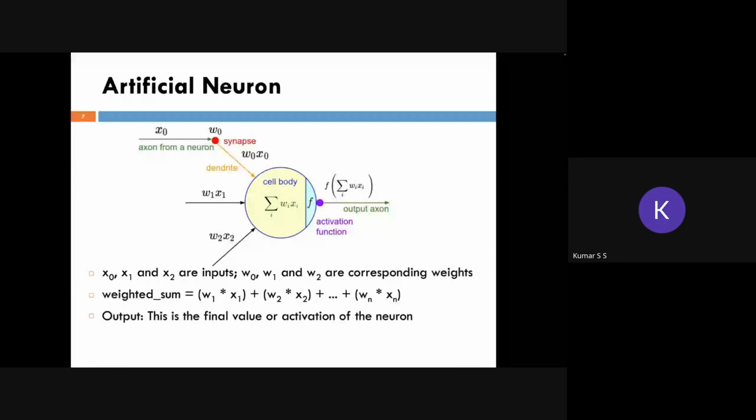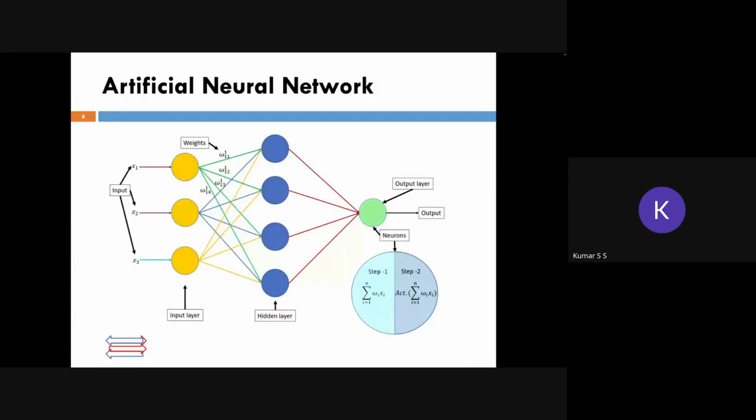But in real cases, we might have several neurons connected together. That is what is called an artificial neural network. This artificial neural network is the one shown in the figure. It has several layers: one is the input layer, then the hidden layer, and the last one is called the output layer. Those neurons shown in yellow color don't do any processing. They are just to get the input from different sources.